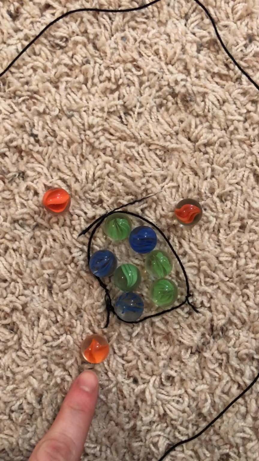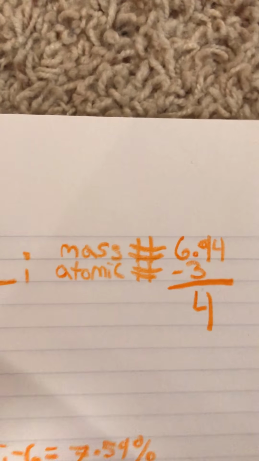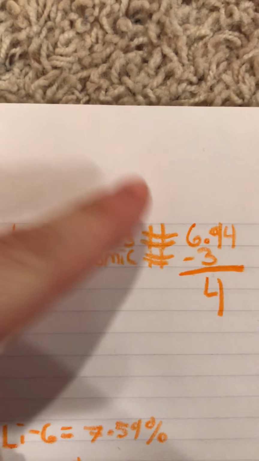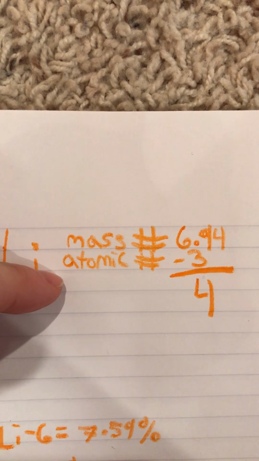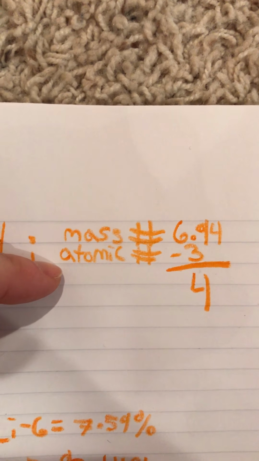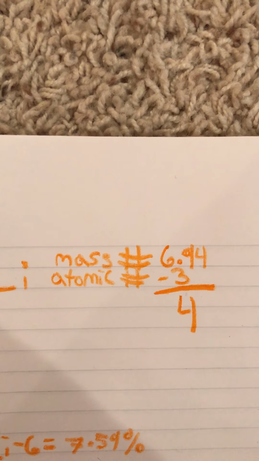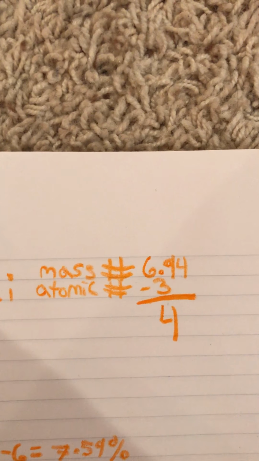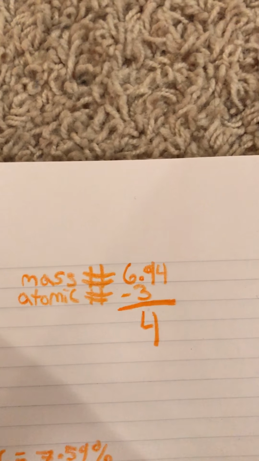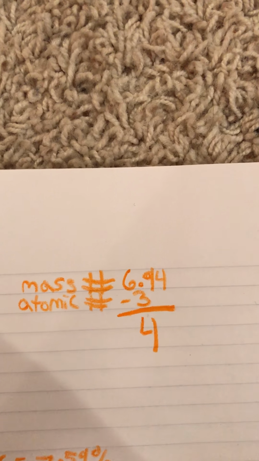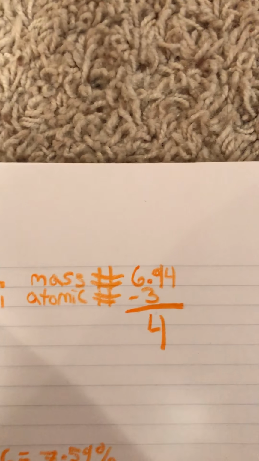There is a way to find neutrons. It is by taking the mass number and subtracting it by the atomic number. So for lithium's case, it would be 4, because you would round the 6.94 up to 7. So it'd be 7 minus 3, and that'd be 4. So that means there's 4 neutrons in lithium, which here there's 1, 2, 3, 4.